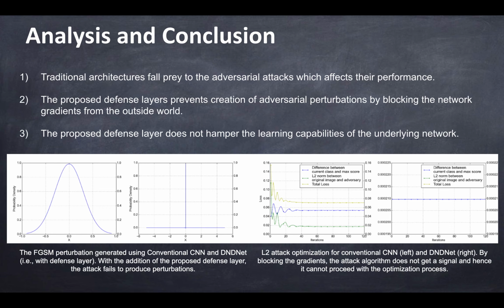Finally, in conclusion, the proposed defense layer prevents creation of adversarial perturbations by blocking the network gradients from the outside world, and in this process, it does not hamper the learning capabilities of the underlying network.